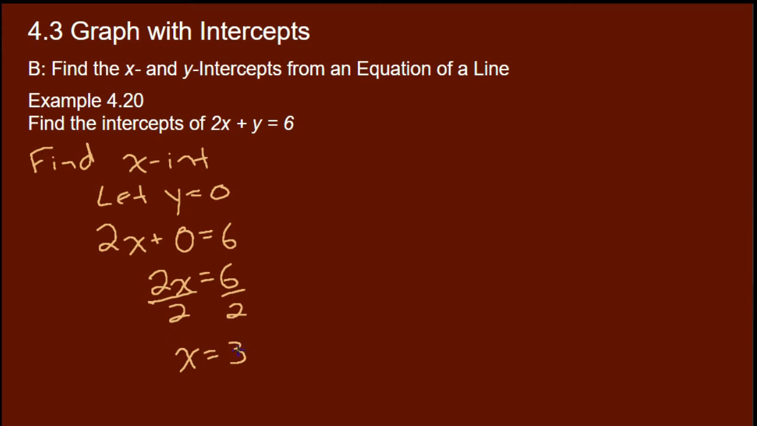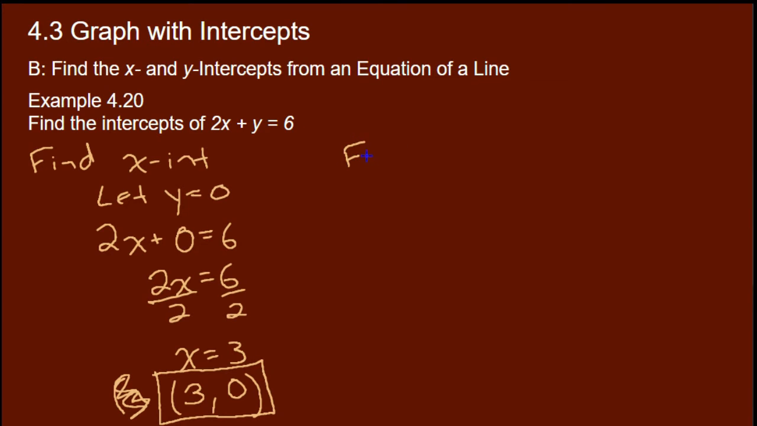But we're not done there, because we were not trying to solve for x. We were trying to find the x-intercept, and so we need to put that as an ordered pair. So the x-intercept is at x equals 3 and y equals 0. So the x-intercept is at (3, 0). (3, 0) is the x-intercept. So that would be your answer.